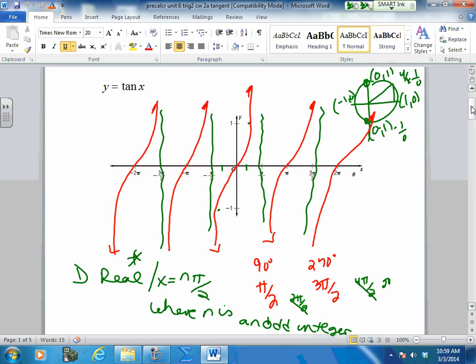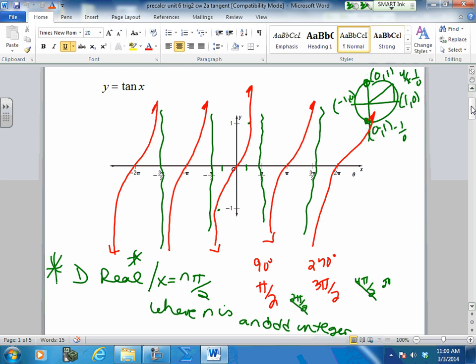I can use those. So my domain for my tangent says, and you're going to have to get used to writing it like this, all real numbers except, that slanted line means except, where x is equal to n pi over 2, and n is an odd integer. This is not a continuous curve because of your asymptotes.